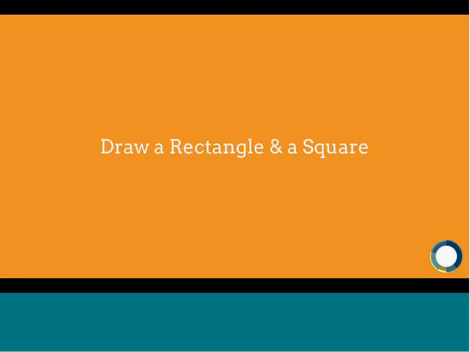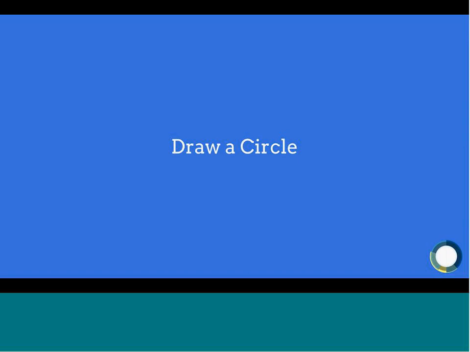And after you draw those 5 lines, draw 1 rectangle and 2 squares. Draw a circle. And then draw a triangle.